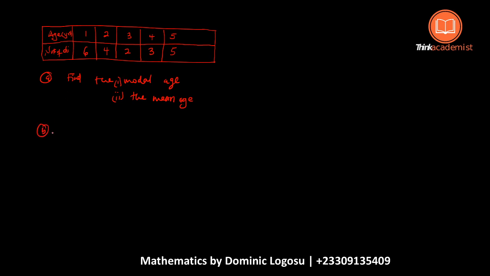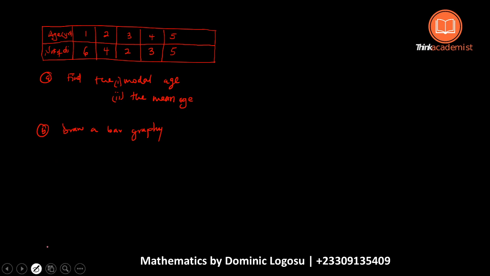Then we have B. They are saying we should draw a bar chart for the distribution below. Unfortunately, we don't have a graph, but I'm going to quickly explain how to do the bar graph. Some call this a bar chart, so it's fine. Then C says: what is the probability of choosing at random a child with age 4? We'll talk about that.